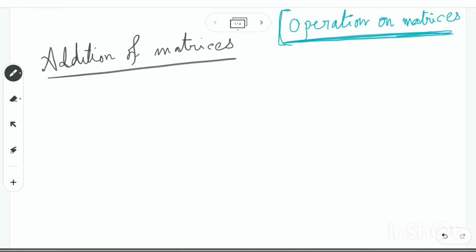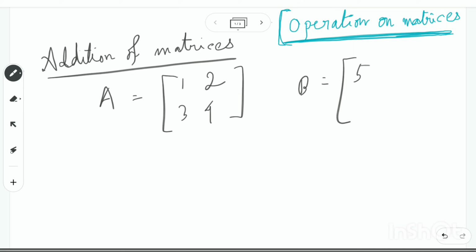So first of all, the first operation on matrices is addition of matrices. What is addition of matrices? Suppose there are two matrices, capital A: 1, 2, 3, 4, and capital B: 5, 6, 7, 8.